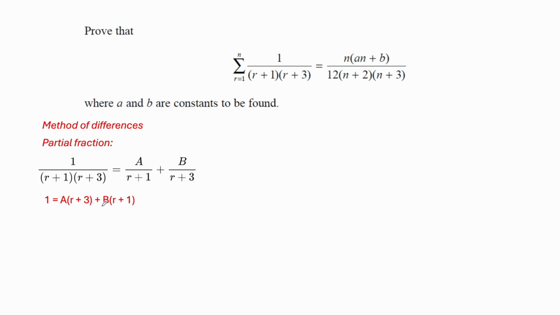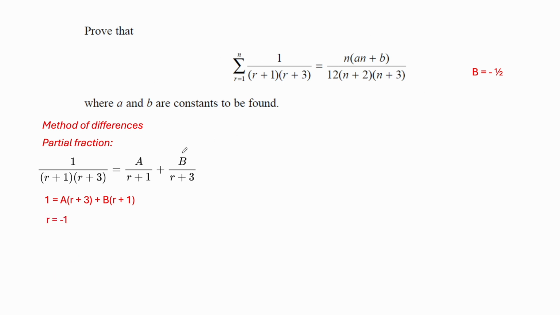And now to find each of these terms, we can just set one of them to 0. So for B, we'll set A to 0. So r equals minus 3: 1 equals A(minus 3 plus 3), which is just 0, so it cancels out, plus B(minus 3 plus 1), which is minus 2. So 1 equals minus 2B. And we can just divide each side by 2, and minus 1 over 2 gives B. And we can just put that here so we don't forget it.